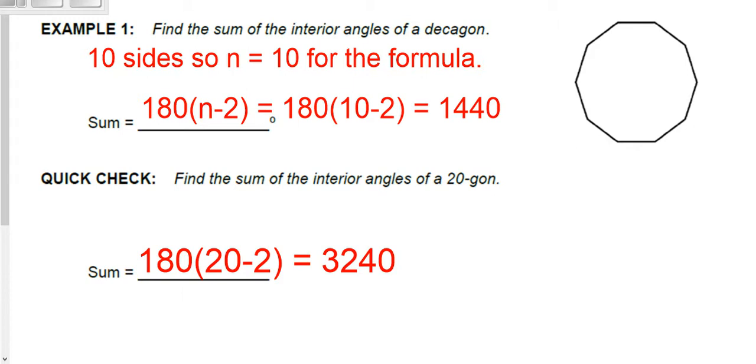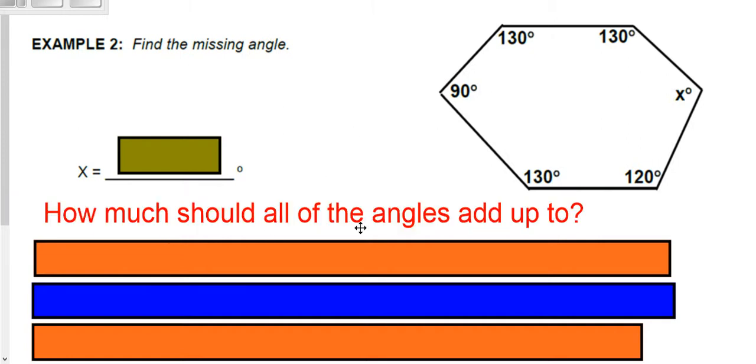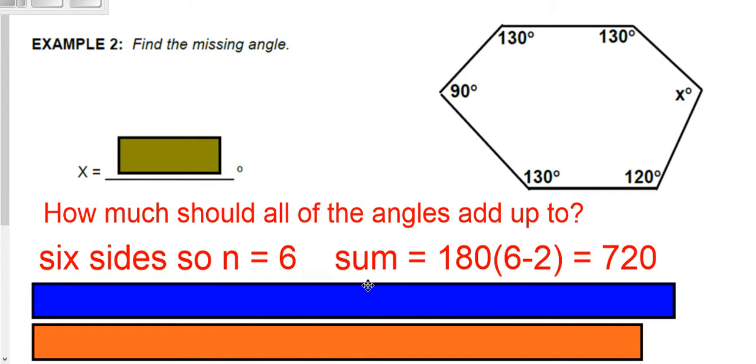Next, example 2. We show a polygon where we're missing one of the angles. Well, the first step is to figure out how much all of these should add up to using our sum formula. How much should all the angles add up to be? Well, we've got 1, 2, 3, 4, 5, 6 sides. So in the formula, n equals 6. So the sum of all these is 180 times 6 minus 2, or 720. These should all add up to 720 degrees.